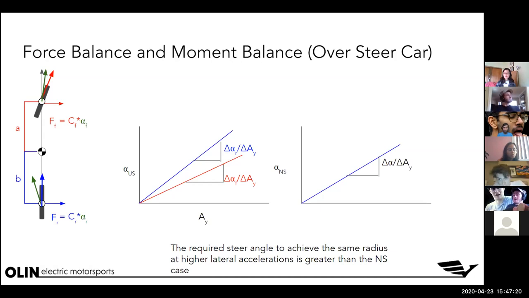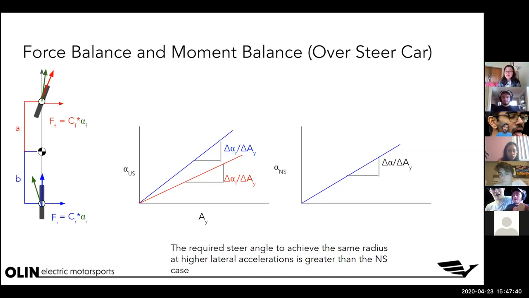Cool. So that's everything I have for neutral steer, oversteer, and understeer cases. Do people have questions about those? They can be clarification questions, they can be extension questions, like what other factors might play into this? Just whatever people are feeling.